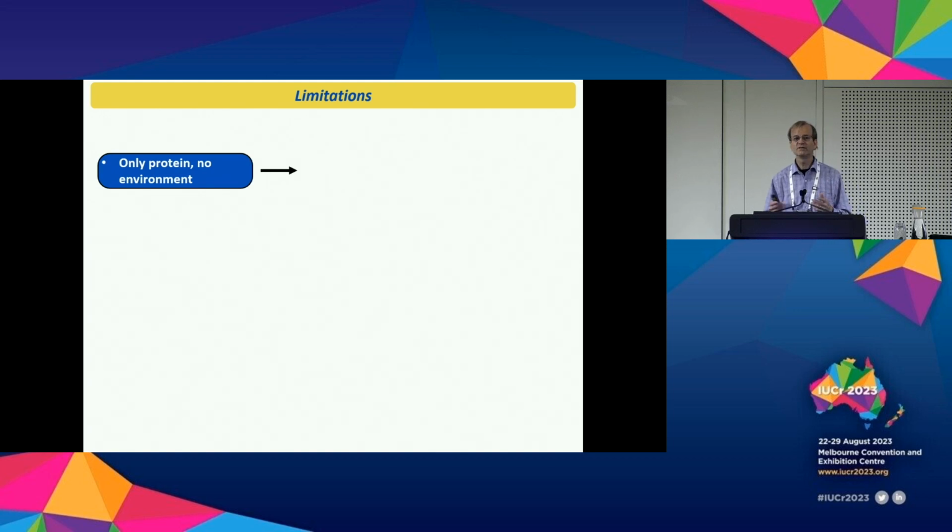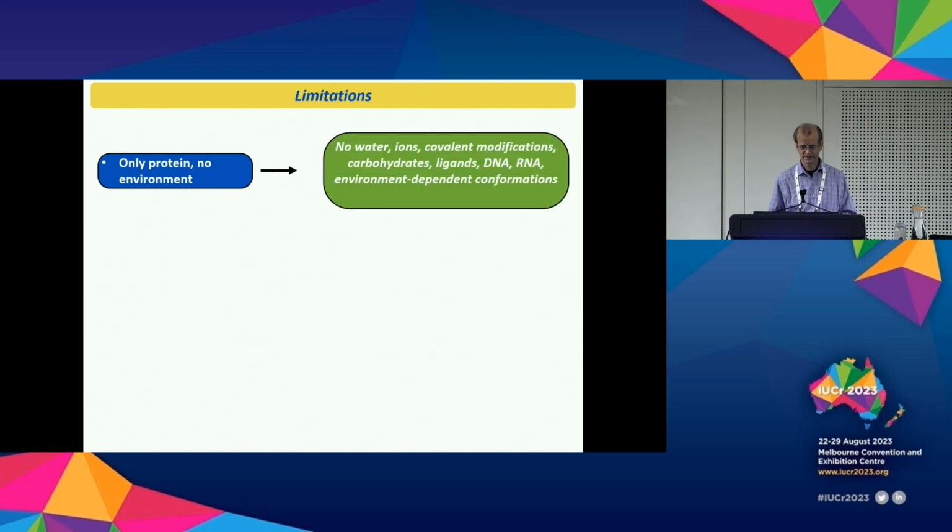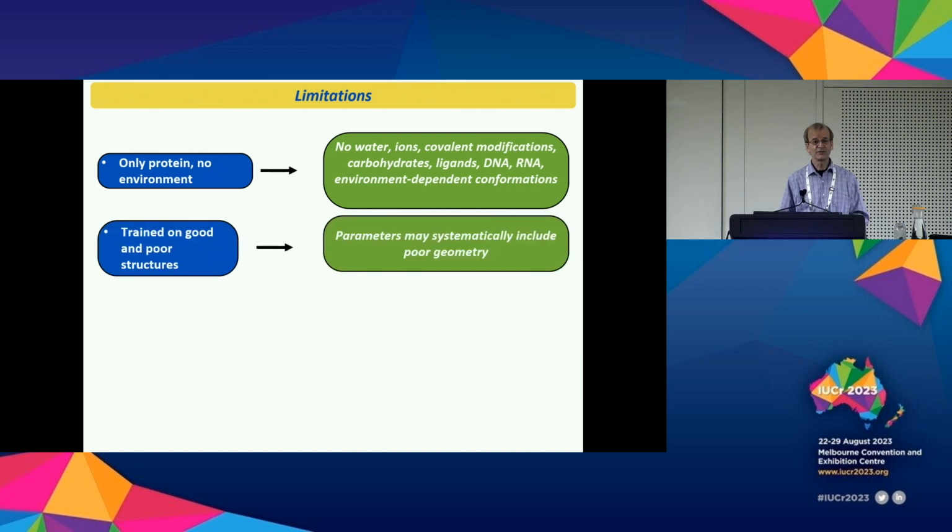Now, some limitations. Well, it's only protein, and it's no environment, right? The environment's not included in these predictions. Hint, hint, those of you who are going to do the next generation, well, think about it. Okay. So no water, no ions, no covalent modifications, no carbohydrates, no ligands, RNA, DNA, and no environment-dependent conformations. All right, well, what else do we do? Okay. And it's trained on good and poor structures.